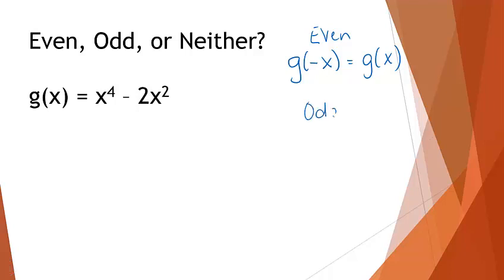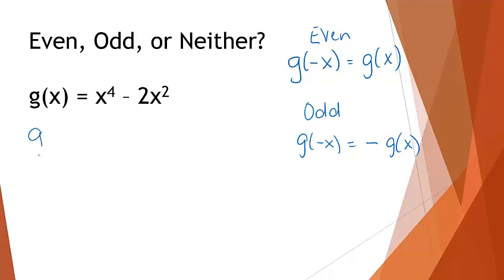If this is going to be an odd function, when we evaluate at negative x, we should get the negative value of g of x, which means that all of our signs would change. We would get negative x to the fourth plus 2x squared. And if neither one of those things happen, then we know our function is neither even nor odd.